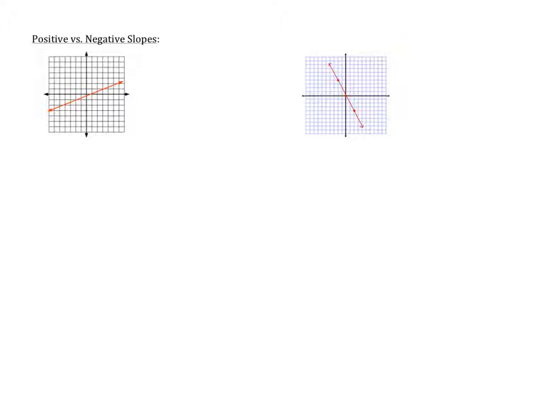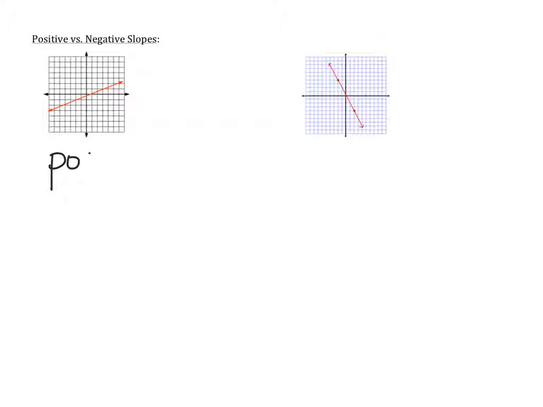Next, we have positive versus negative slopes. You should be able to look at a graph and tell whether it has a positive slope or a negative slope, just by looking at the graph. This can be determined by going uphill or downhill. Looking at this first graph, the graph is going uphill from left to right. Therefore, this would be a positive slope.